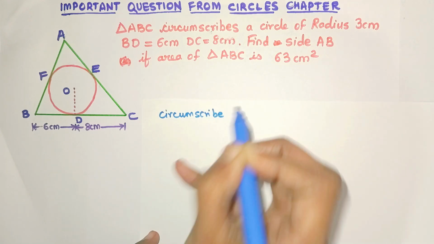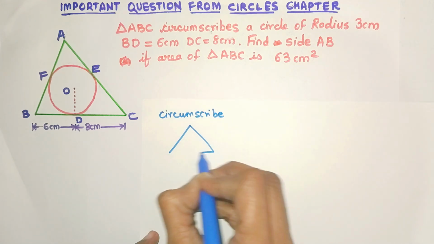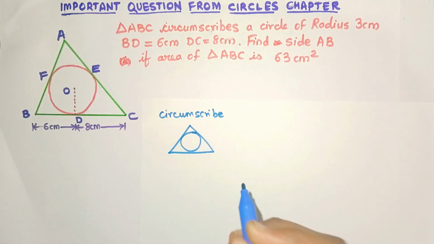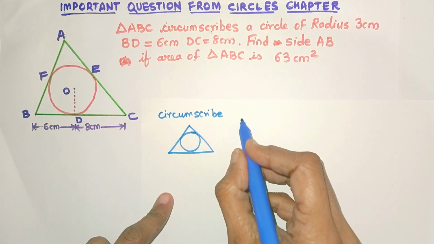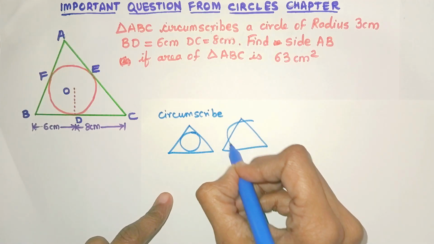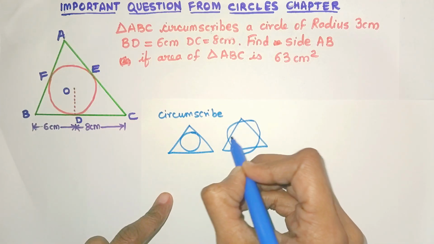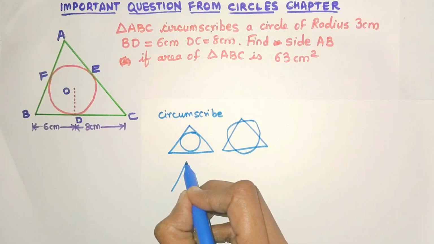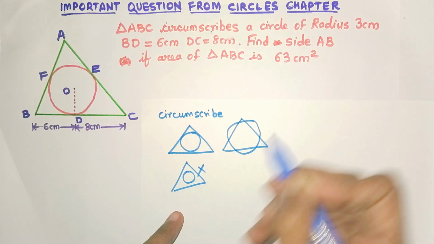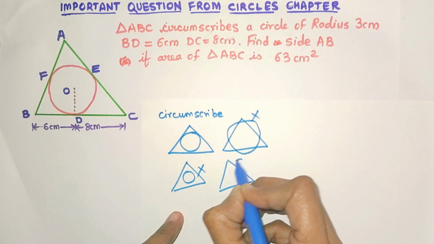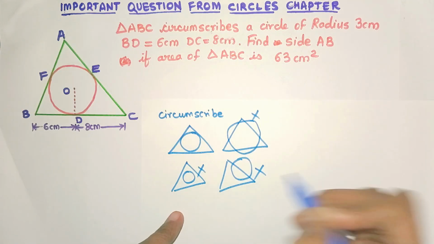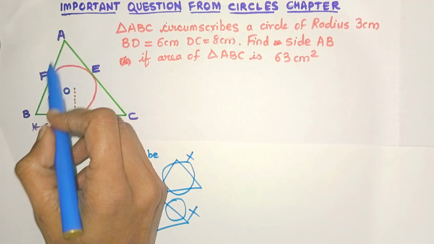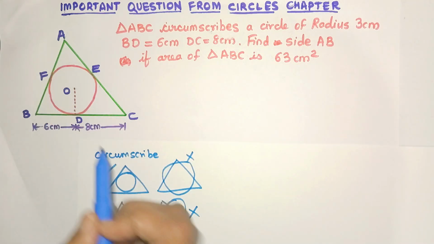So circumscribe means when every side of the triangle touches the circle at exactly one point. This is known as circumscribe. But if you have a figure like this, friends, see here the side is touching the circle at more than one point. Here also if you see, this is not circumscribe. And this type of scenario is also not circumscribe. So this is the meaning of circumscribe. So here each side is touching the circle at one point.